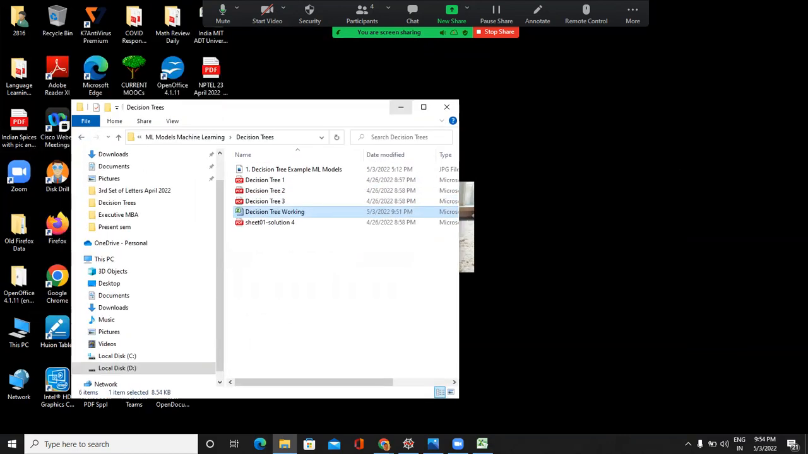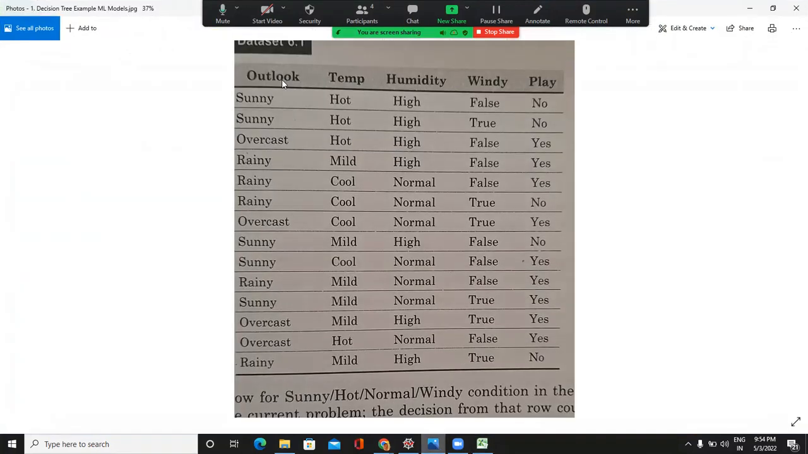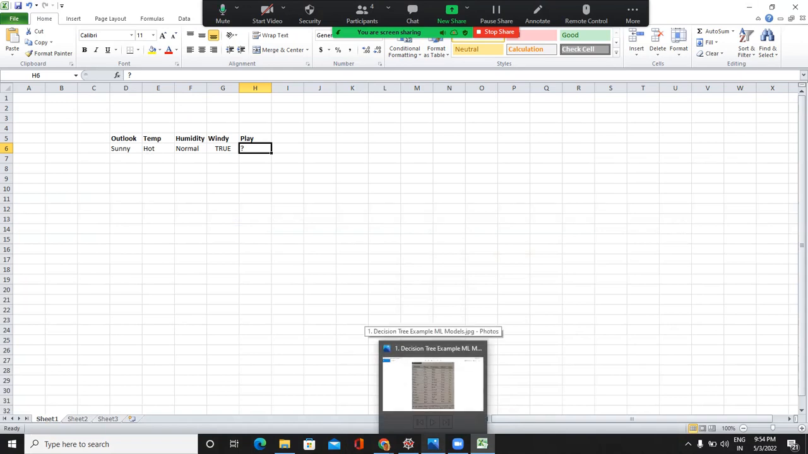First is to decide which feature to begin with. That we will call the root node. Whether to begin with outlook, temperature, humidity, or windy. You have seen a decision tree. So what will be the starting point of this decision tree? At the top, which feature should we put? For that, we try to find out a metric.